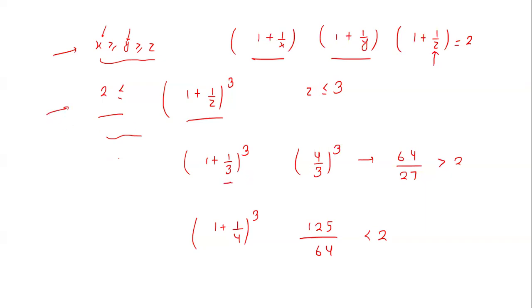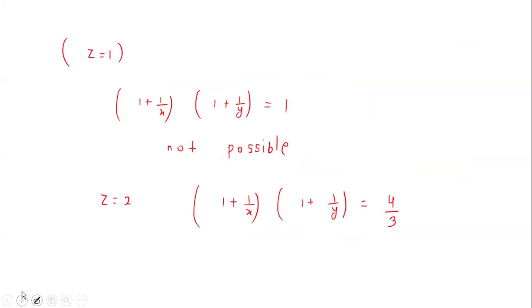If you put z equal to 3, then it becomes (4/3) cubed, which is 64/27, which is greater than 2. So for this it is satisfied. But if you put z equal to 4, then it becomes 125/64, which is less than 2. You can calculate. So this condition cannot be satisfied for z equal to 4. So z must be less than or equal to 3. We got that from here. Now we solve for different cases; the possible values of z are 1, 2 and 3.